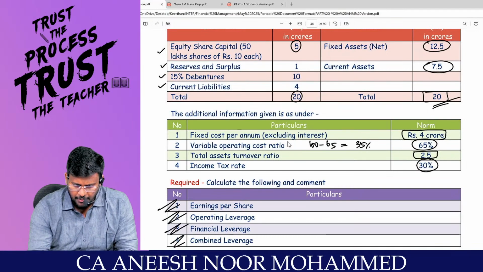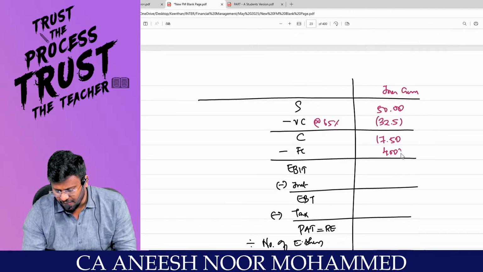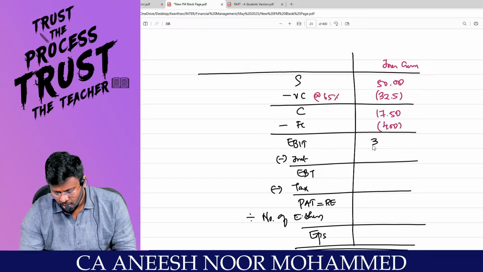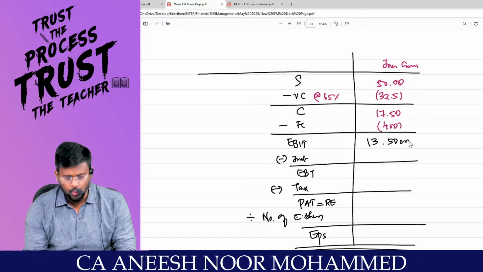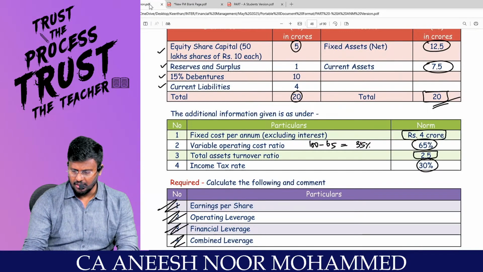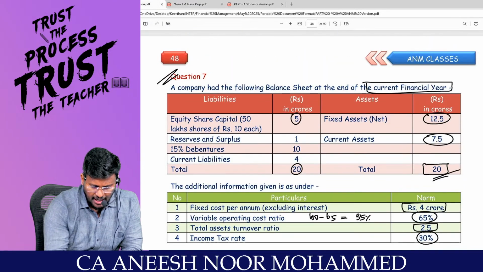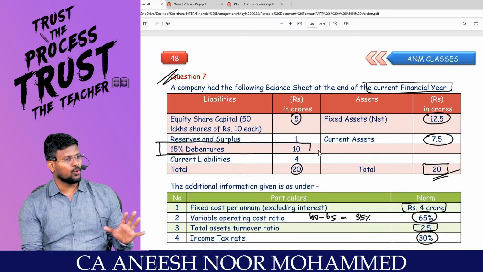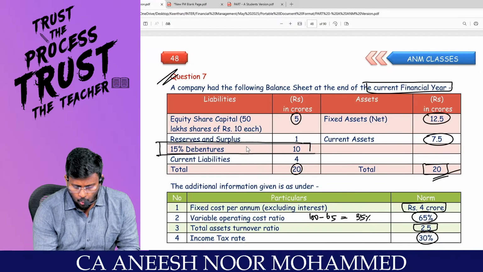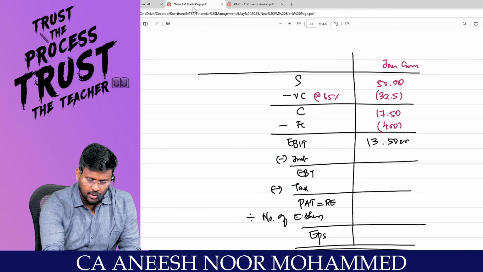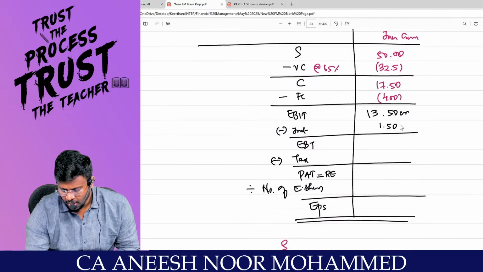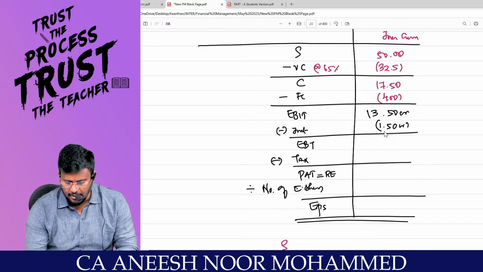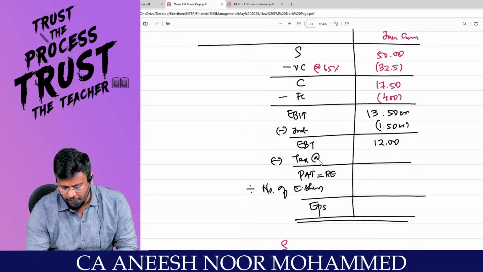Fixed cost they themselves gave in the question. What is the fixed cost per annum? 4 crores. So from 17.5 crores, if you reduce 4 crore, EBIT will be 13.50 crores. From that, we have to reduce the interest. If you see the balance sheet, you have 15% debentures of 10 crores. So 10 crore into 15% comes to 1.5 crore, which is the interest. Are you able to appreciate? So from 13.5 crores, if you remove 1.5 crores, you will get 12 crores as the earnings before tax.